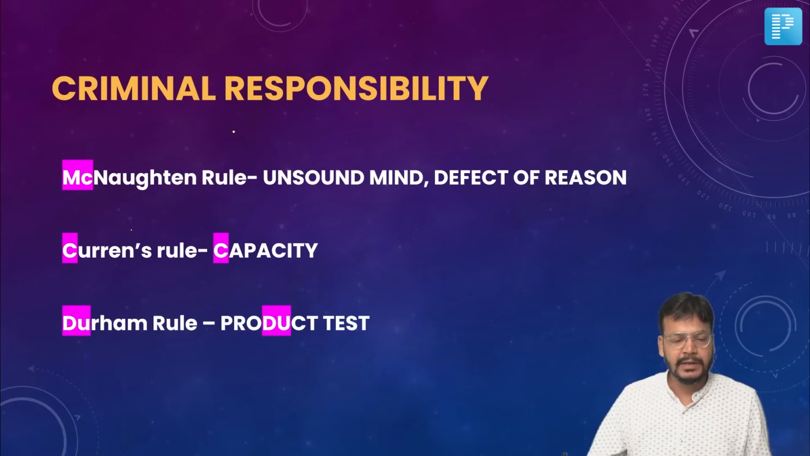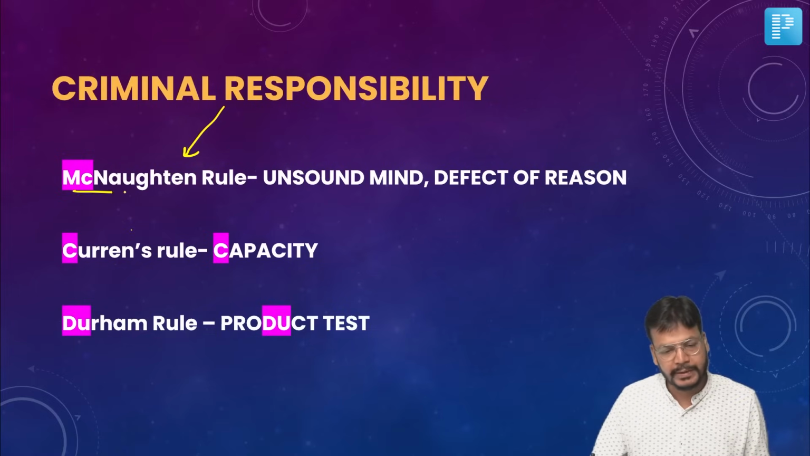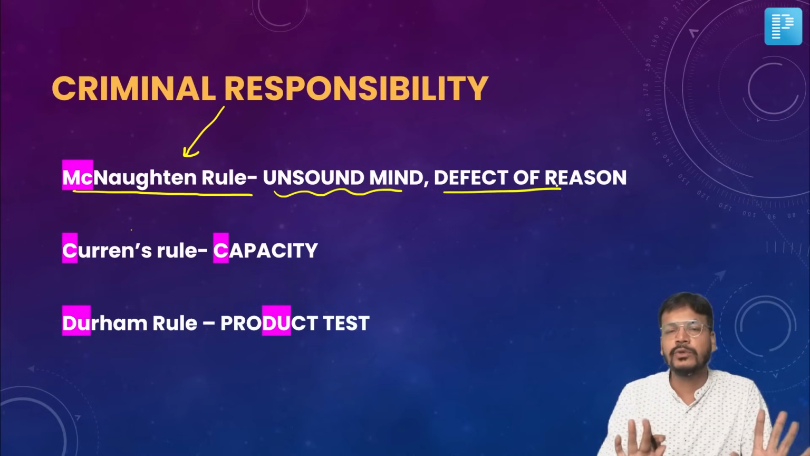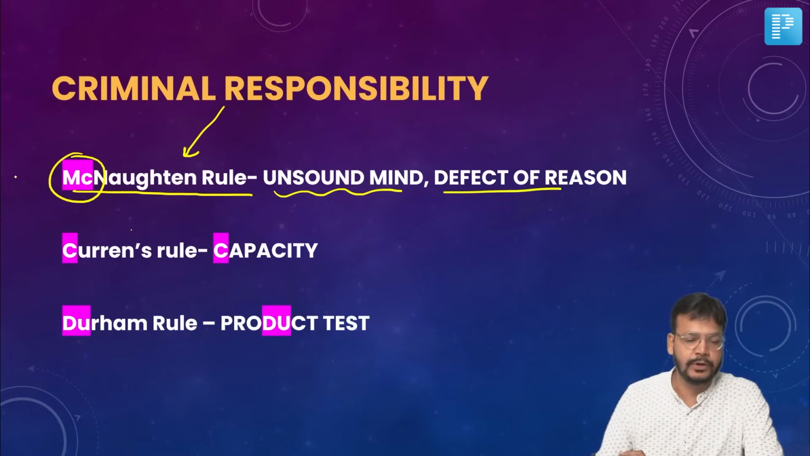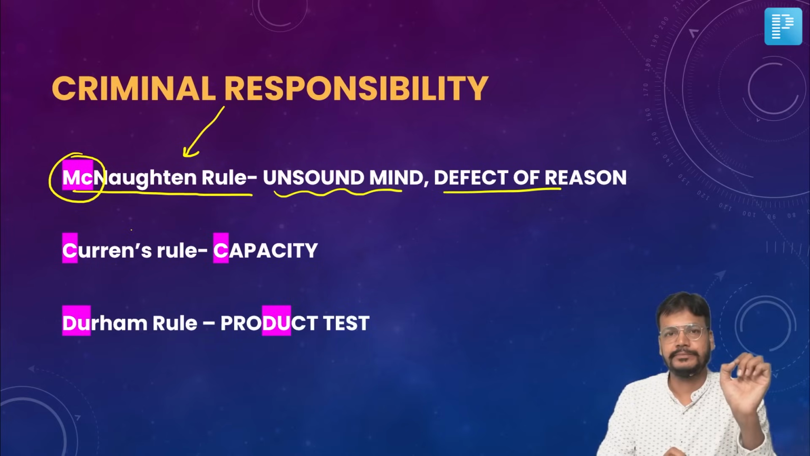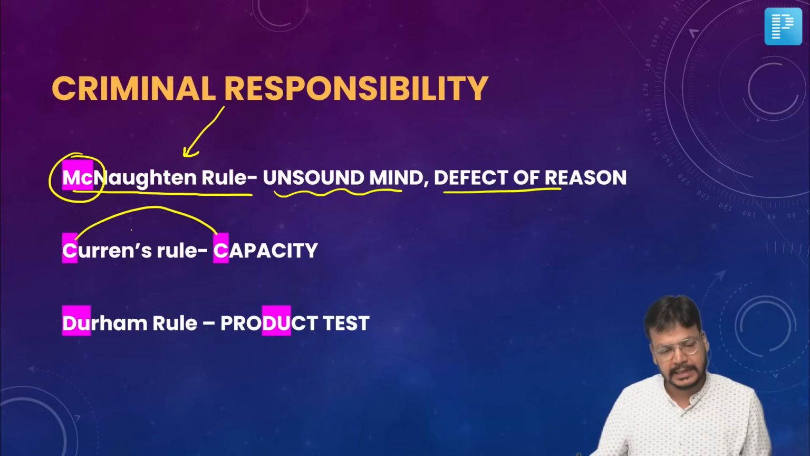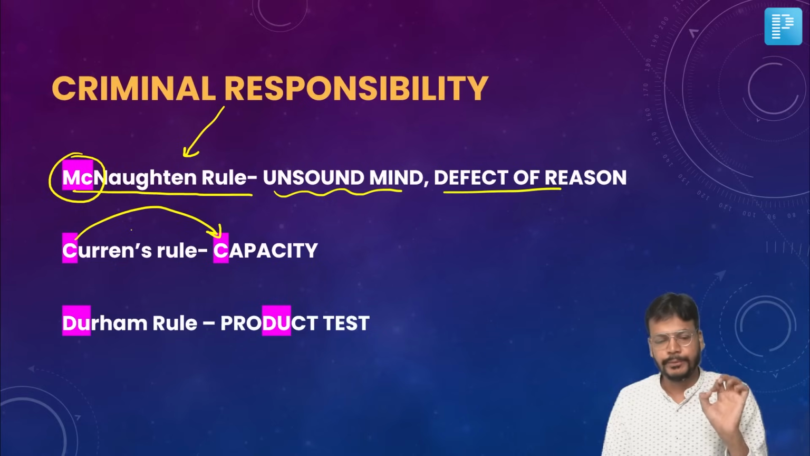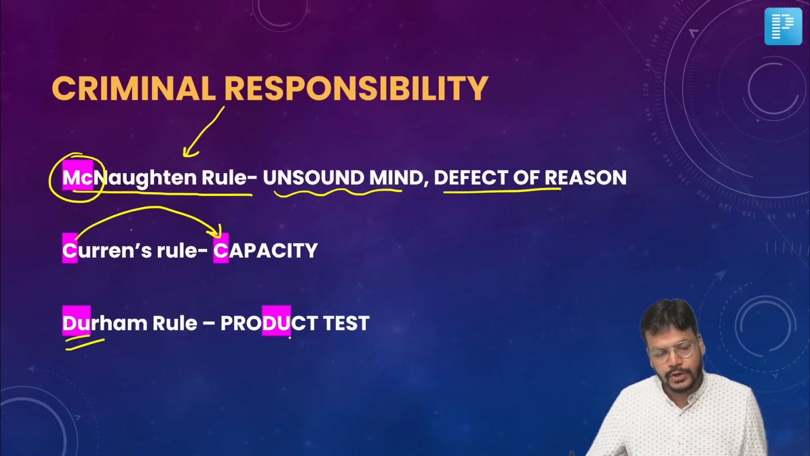Sir, for criminal responsibility of the insane, we use the McNaughton rule. If the person has unsound mind and defect of reason, the person is not criminally responsible. That is the McNaughton rule. The second rule is Curren's. C for Curren's, here mental capacity is lost. And the third rule is the product or Durham's rule. In Durham's, we have DU, it's a product test.